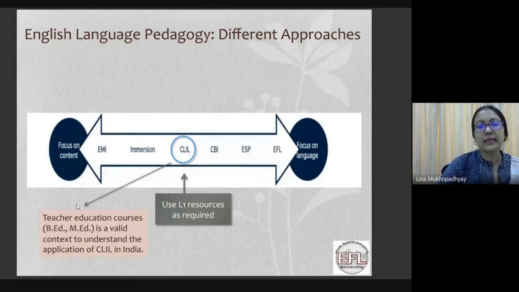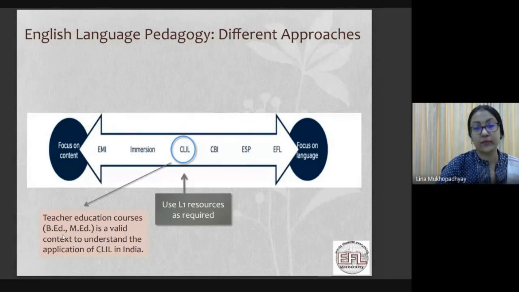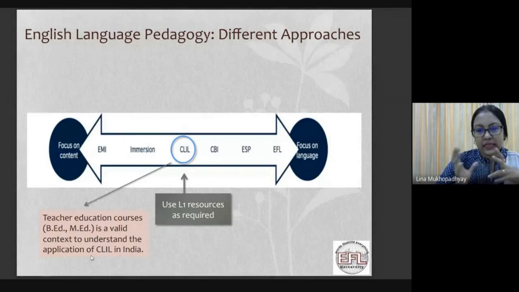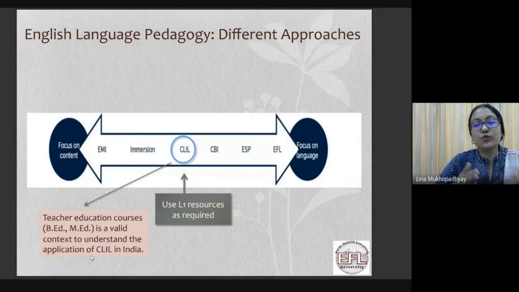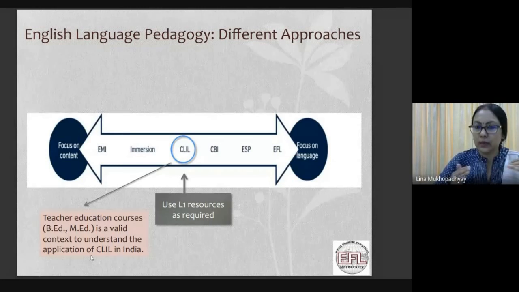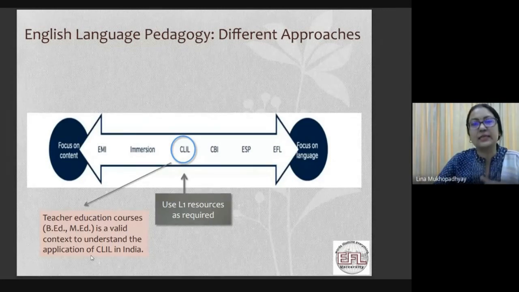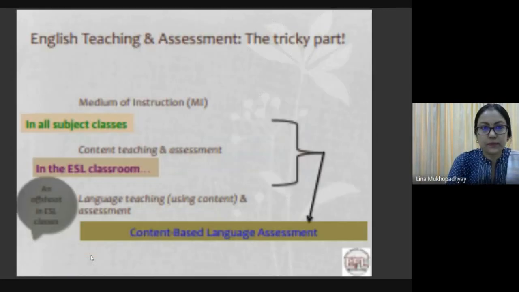As I said, when we look at CLIL, for example, teacher education courses like B.Ed, M.Ed, and research in English language education are all valid contexts to understand the application of CLIL in a very robust manner in the Indian context. And along with that, we might also have to use L1 resources as and when required, depending on the threshold level proficiency of our learner groups, both in the target language as well as their L1 resources.